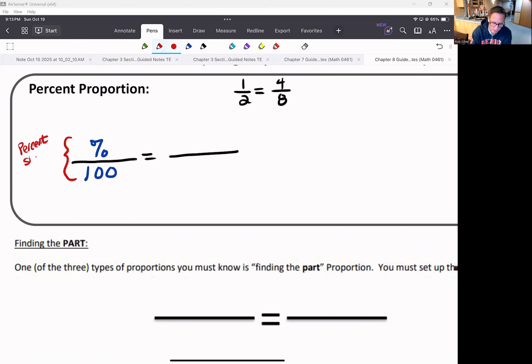This could be totally switched where it's on the right side. It doesn't really matter, but the way I teach it is always this way. On the other side, the other ratio, we're going to do the part on top, and then the base on the bottom. Remember, the base is just another name for the whole.